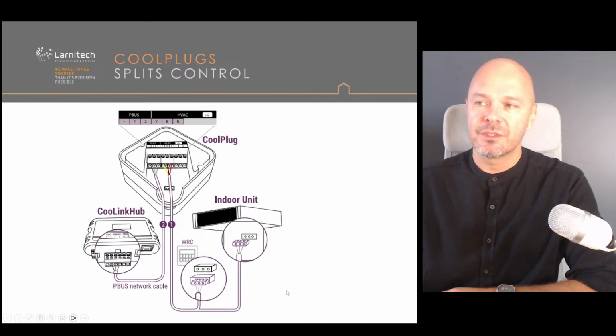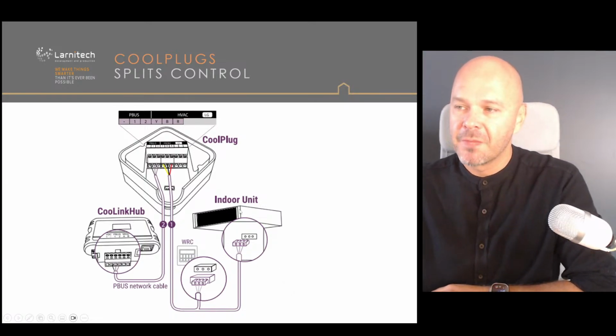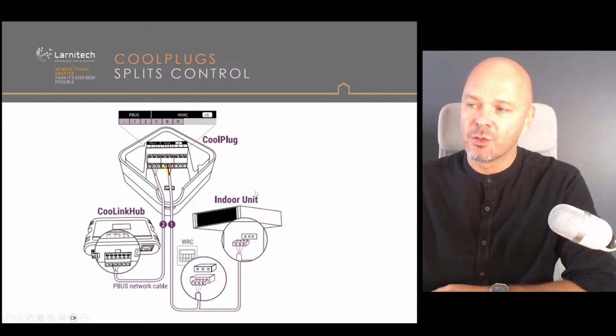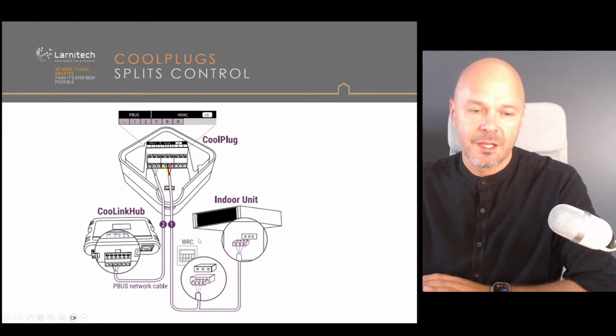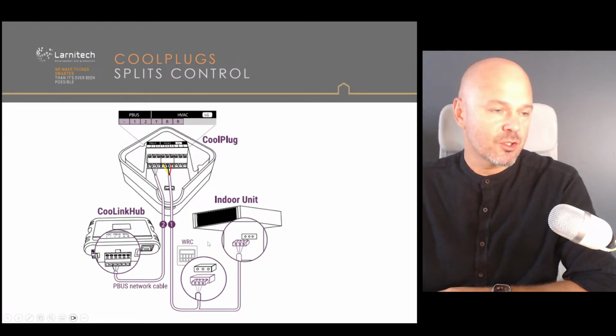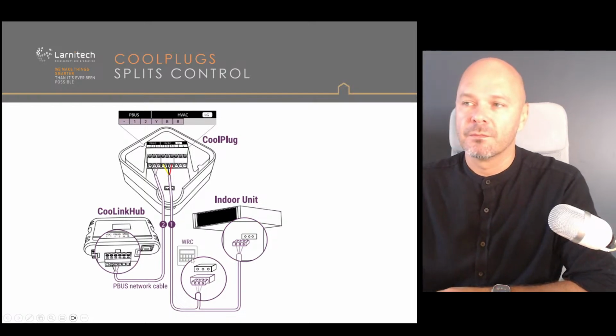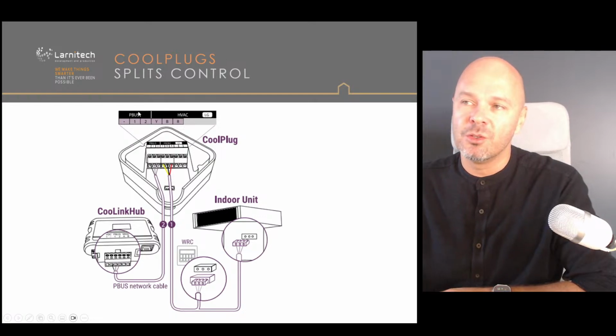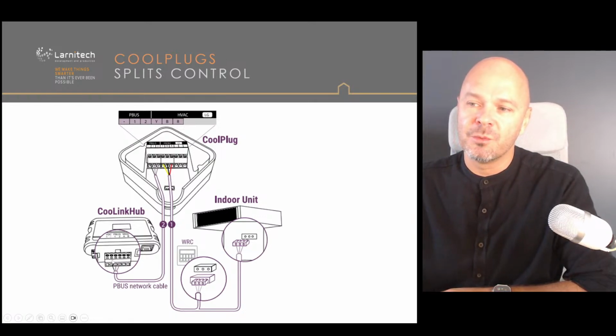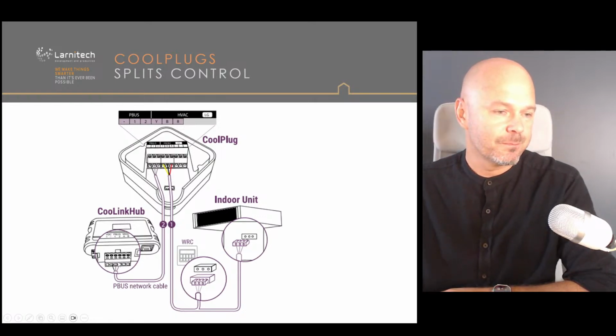And this is what the connection looks like to the AC. Let's say this one is the indoor unit, and you connect to the indoor unit. Also you can connect at the same time to the wired remote from the manufacturer of the AC. And this is the part in CoolPlug which you connect to the P-bus network, and P-bus is what they call their own Modbus RS485 connection.